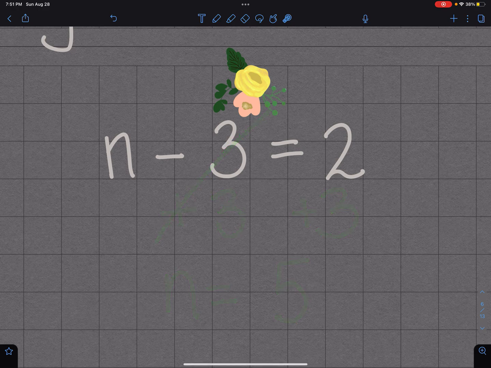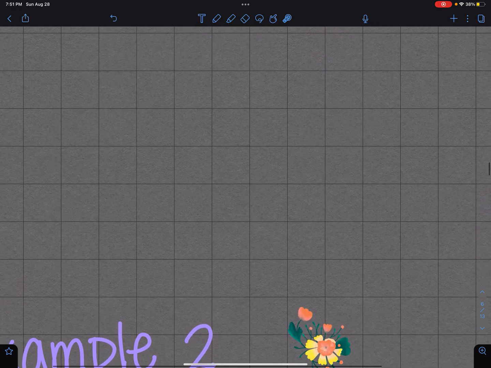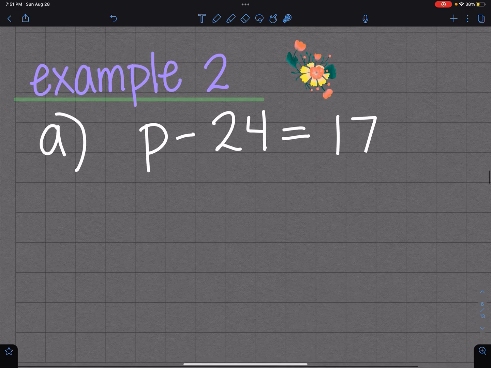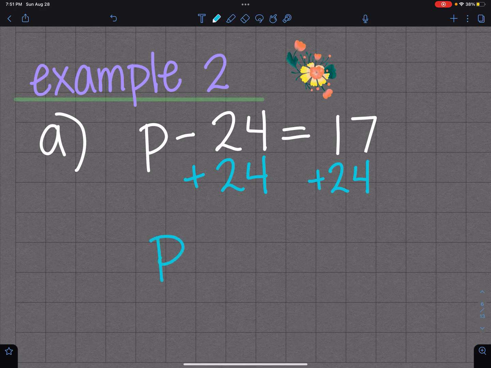Let's see if we can do an example and do it with a little bit more complicated problem. So let's do example 2. This is on the bottom of page 16. And we have p minus 24 is equal to 17. All right, sweet. The inverse operation is to add. And I want to get the p all by itself. So now I can do that. P is equal to, because that all cancels out, the answer to this problem.